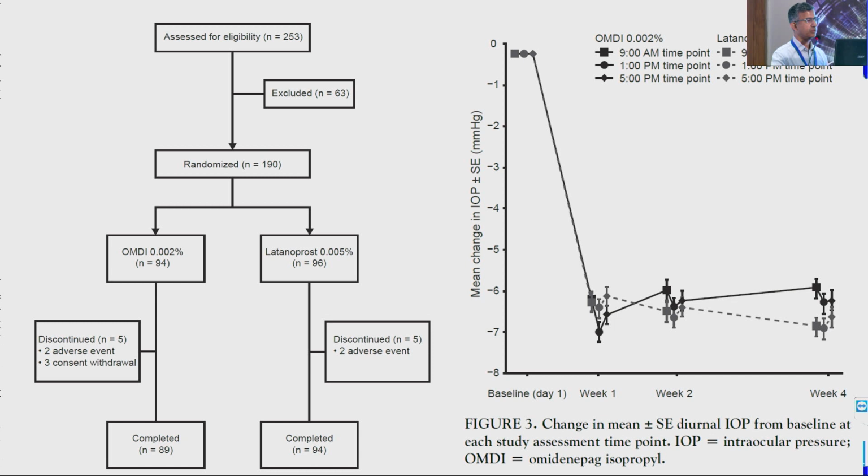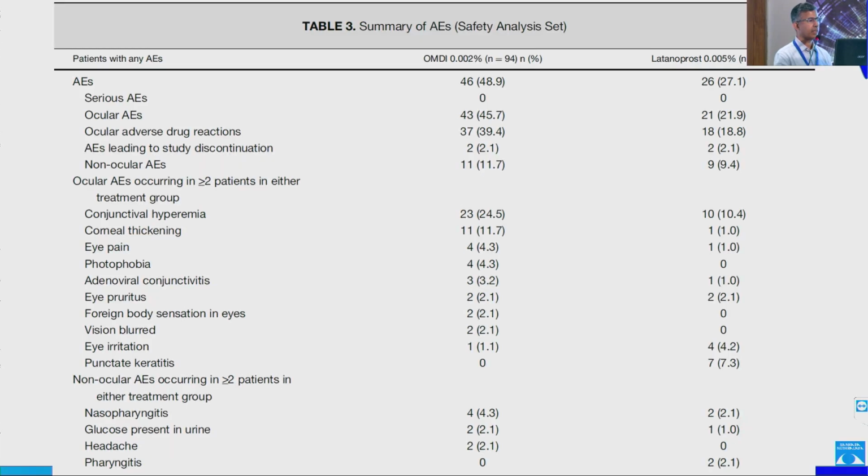This was about 250 patients, out of which they randomized 190. And what you can see here is that compared to latanoprost, you do see somewhat similar intraocular pressure reductions. At week 4, there's a marginal difference, maybe 0.5 millimeter, where latanoprost did a little better than omidenepag. Again, in terms of side effects, this had a little bit more hyperemia as compared to latanoprost.